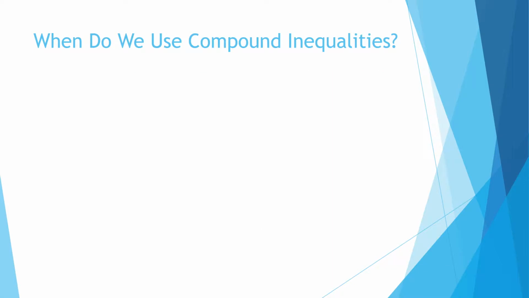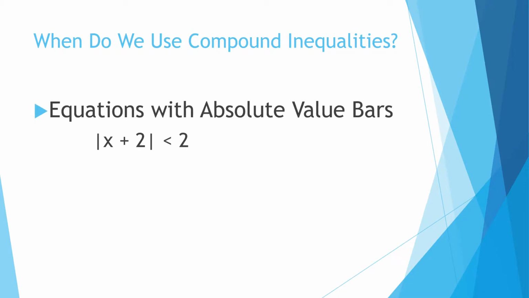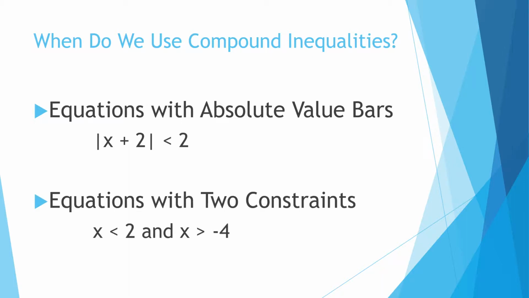The first question is, when do we use compound inequalities? Well, two situations they arise. One is when we use equations with absolute value bars. For example, the absolute value of x plus 2 is less than 2. Or we'll also see them when we have inequalities with two constraints. Here we have x less than 2 and x greater than negative 4.